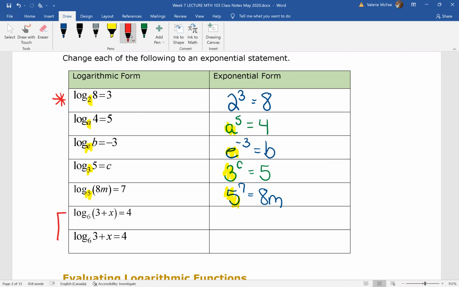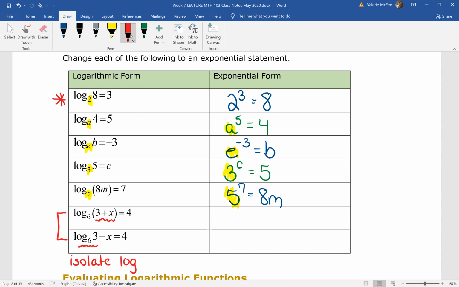The last 2 are important. They're almost the same. One has brackets, one doesn't. In the first one, log base 6 is applied to all of 3 plus x. In the second one, log base 6 is only applied to 3. In the last one, you need to isolate the log before you change it to exponential form.